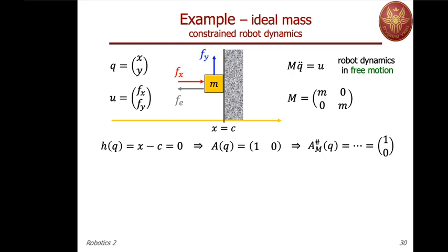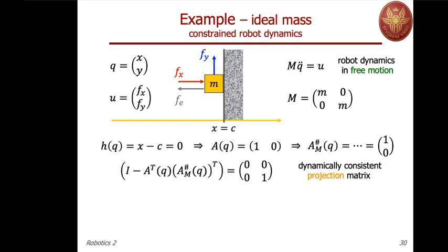And if we do the inertia weighted pseudo inverse of this matrix, after some simple computation in which the scalar m simplifies in this expression, then we end up simply with the transpose of A. So we have a very simple situation indeed for this ideal mass in contact with a straight vertical wall.